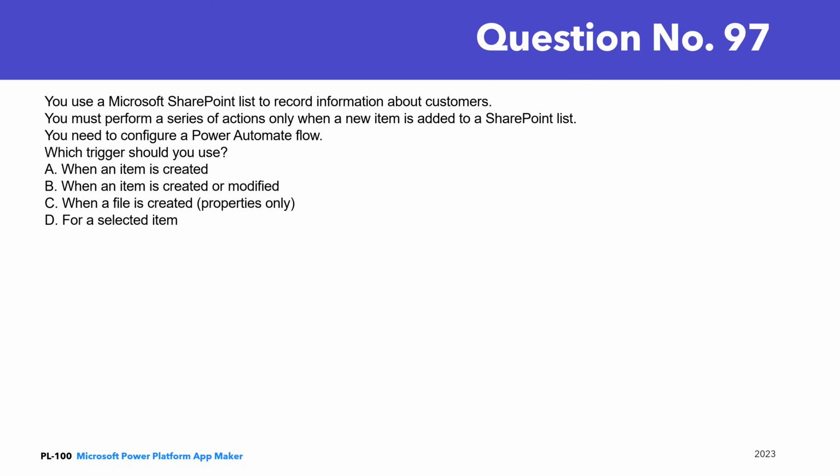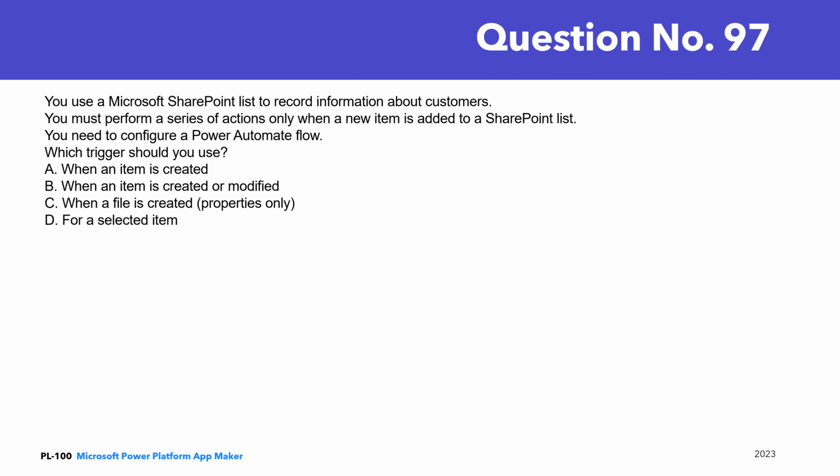You use a Microsoft SharePoint list to record information about customers. You must perform a series of actions only when a new item is added to a SharePoint list. You need to configure a Power Automate flow. Which trigger should you use?